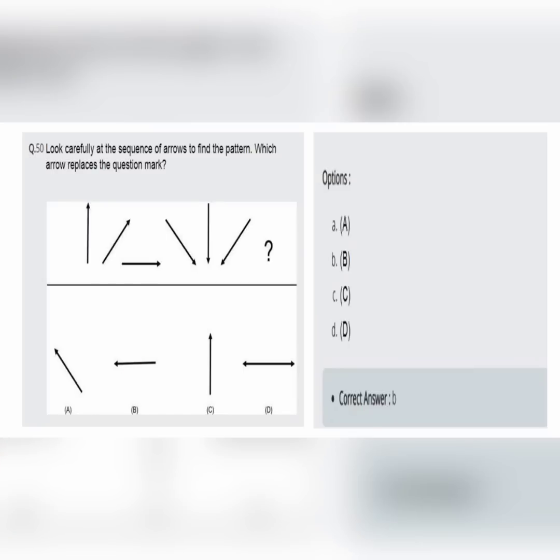The arrows are moving in a clockwise direction. The first is moving rightwards, then the second is moving downwards. So it moves towards the right side, then downside, then the next will be towards the left side. Yes, for sure, option B will be the right answer. In the clockwise direction, we can identify it like that.